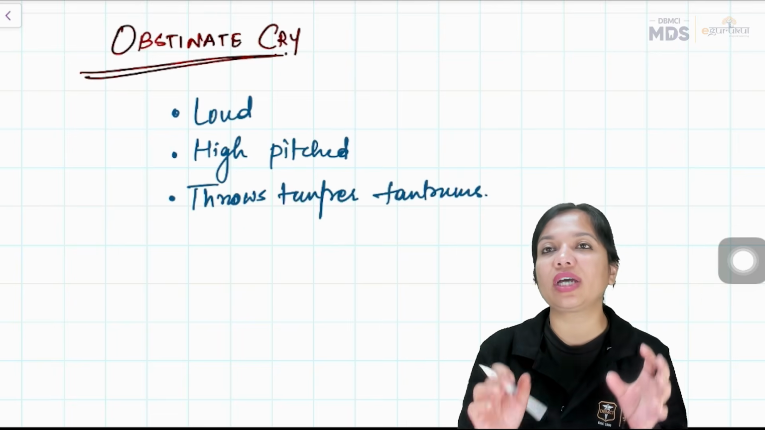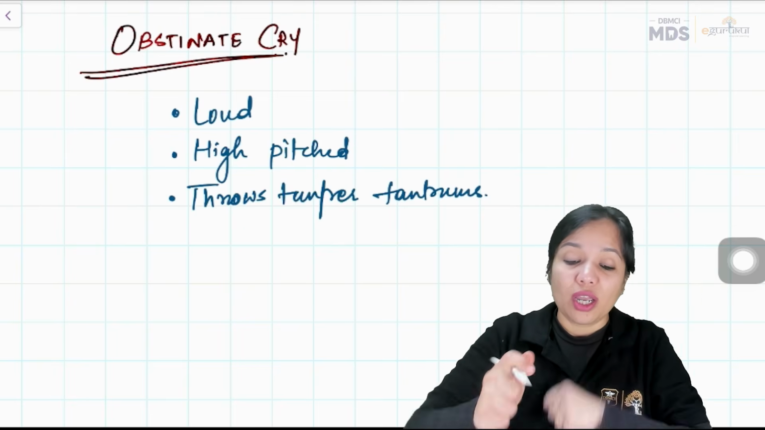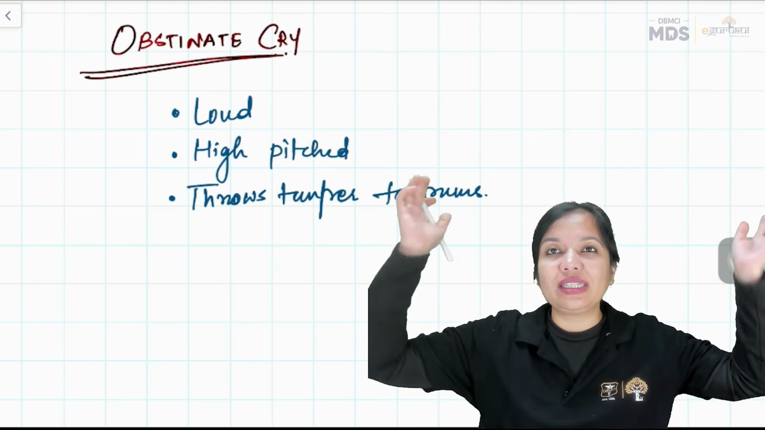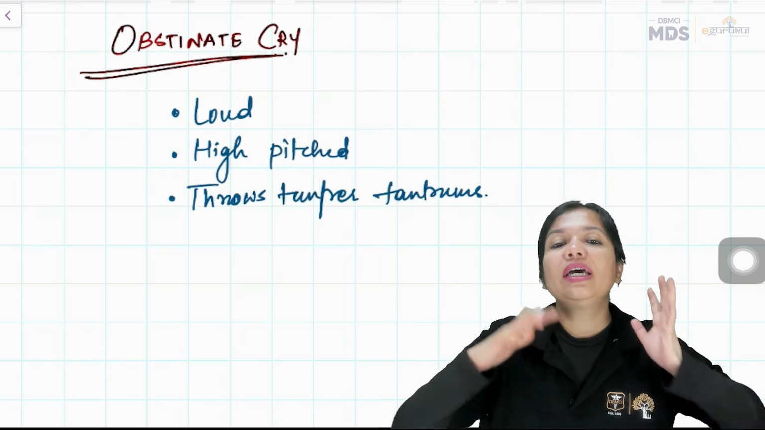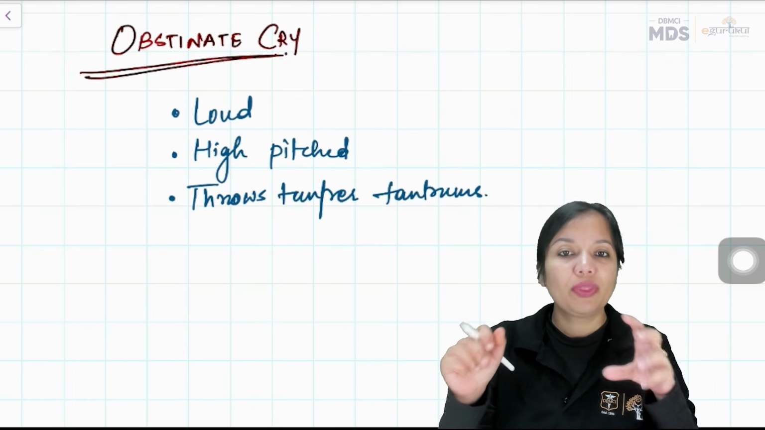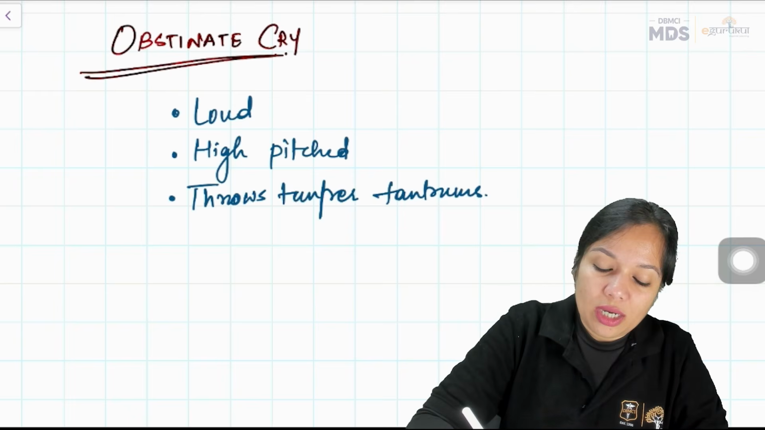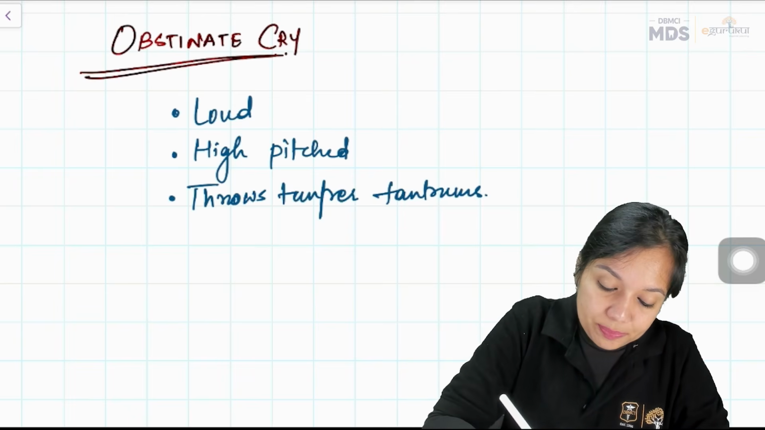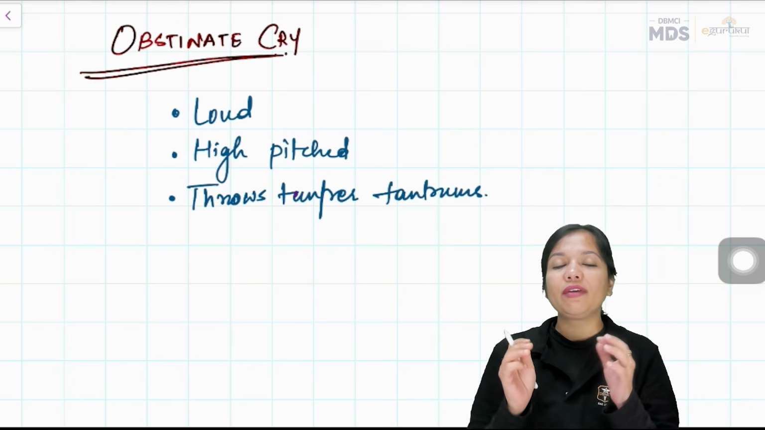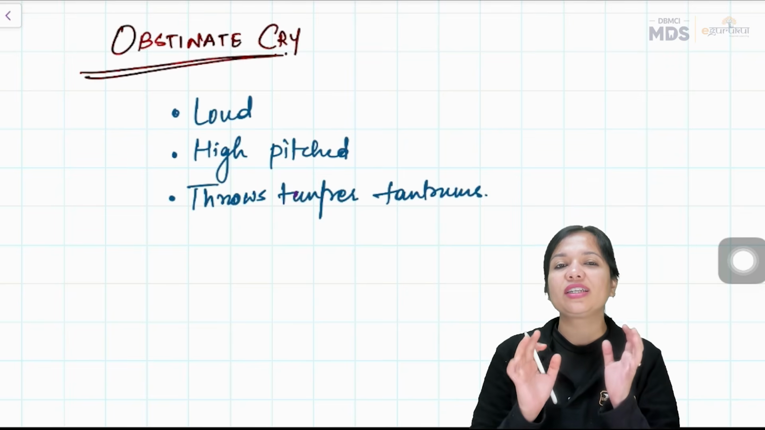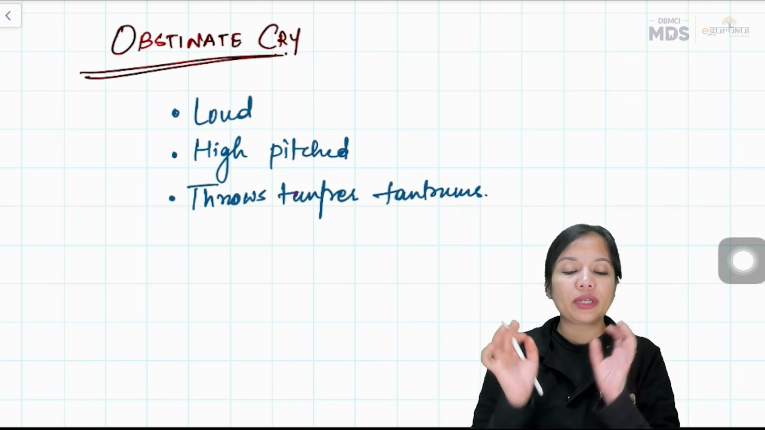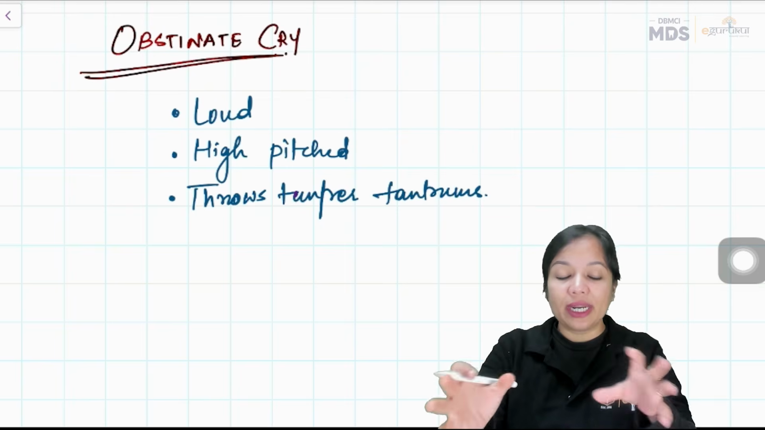Throwing temper tantrums means the child is acting very stubborn. He's throwing his hands in the air, he's stomping his feet. That is throwing temper tantrums. In Hindi, we call it zid karna. So you will be given questions like, which is a cry that is high pitched and is associated with the child throwing temper tantrums? It is an obstinate cry.